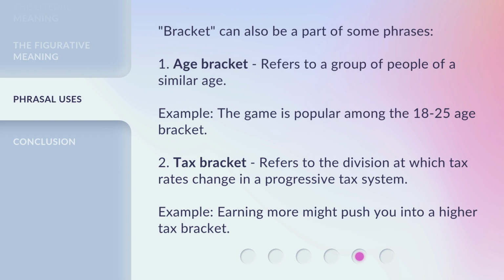Bracket can also be a part of some phrases. 1. Age bracket refers to a group of people of a similar age. Example, the game is popular among the 18 to 25 age bracket. 2. Tax bracket refers to the division at which tax rates change in a progressive tax system. Example, earning more might push you into a higher tax bracket.